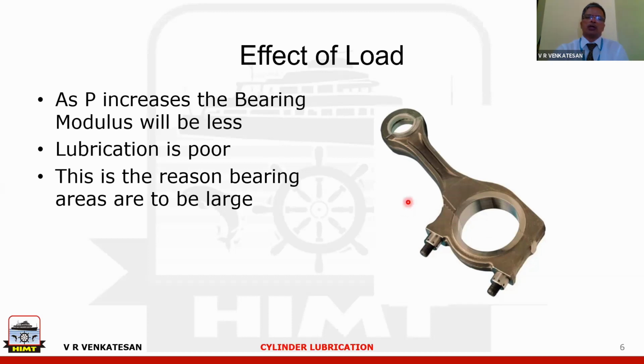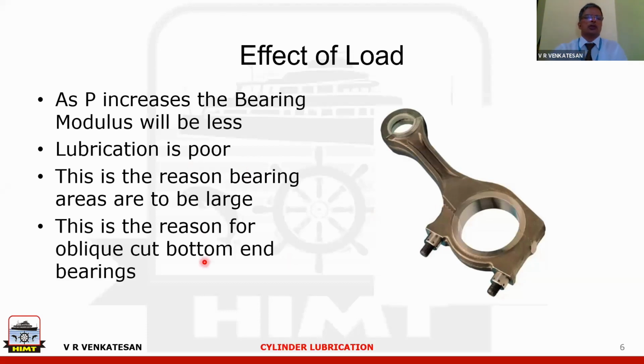So why are we talking about cutting rod bearing when the topic is cylinder lubrication? It is for the same reason. This is a very clear example where you can see that having a large area, or reducing the force, is important. So you have this oblique cut bottom end bearings in the case of trunk piston engines.